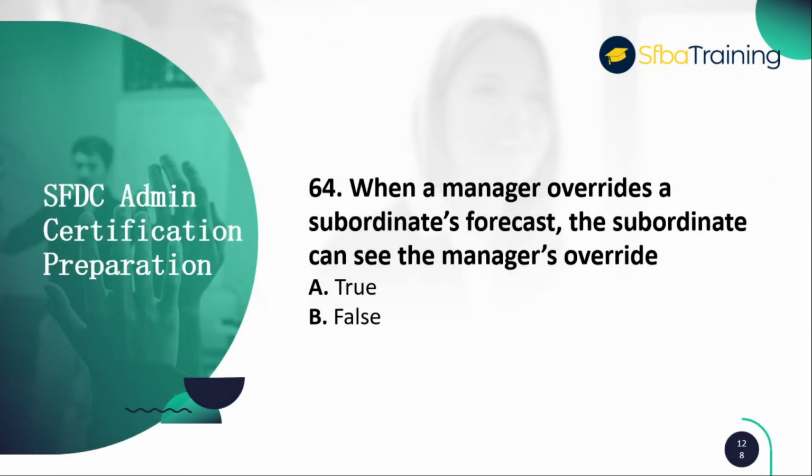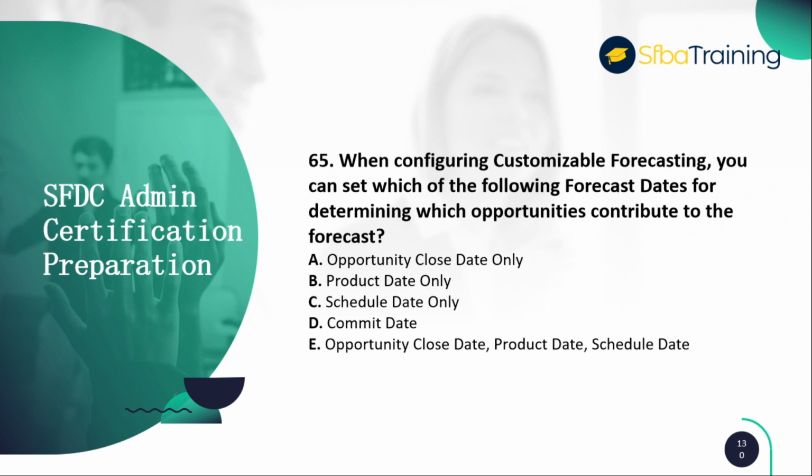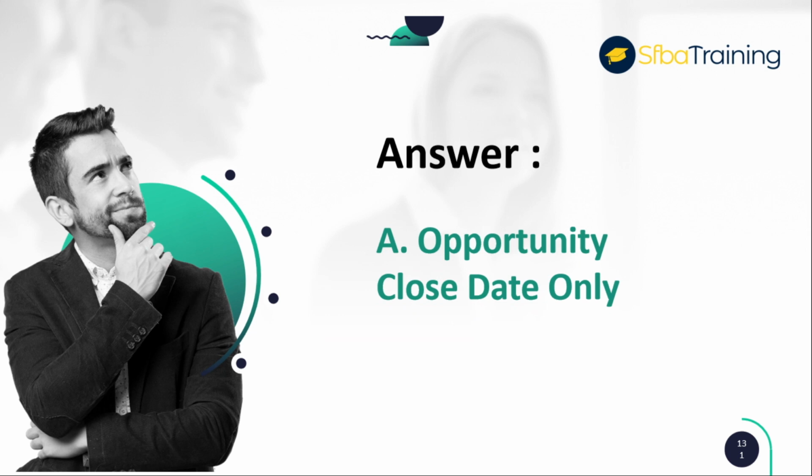Number 64. When a manager overrides a subordinate's forecast, the subordinate can see the manager's override. A. True. B. False. The answer is A, true. Number 65. When configuring customizable forecasting, you can set which of the following forecast dates for determining which opportunities contribute to the forecast. A. Opportunity close date only. B. Product date only. C. Schedule date only. D. Commit date. E. Opportunity close date, product date, schedule date. The answer is A, opportunity close date only.